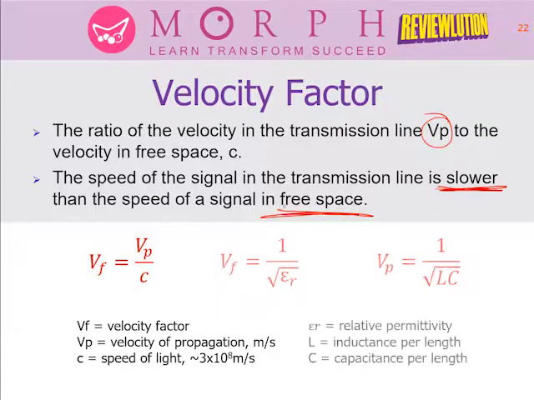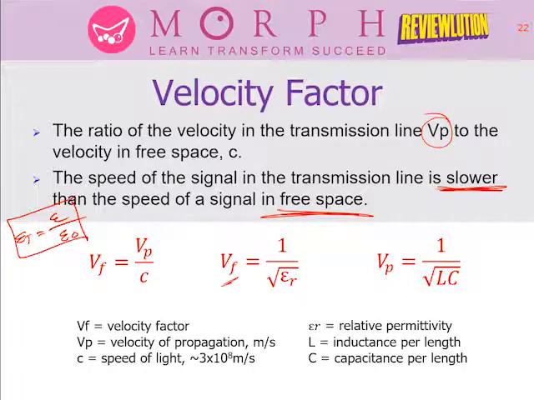Now, I want you also to be familiar of these other two formulas, no? Because these are very significant. So, velocity factor can also be solved using 1 over square root of relative permittivity. So, just to recall, relative permittivity is equal to the permittivity of the material over the permittivity of free space, no? Sana hindi natin nakalimutan yan, no? So, square root of ER, inverse or 1 over the square root of ER na lang, that still is your velocity factor. Then 1 over square root of LC is velocity of propagation.